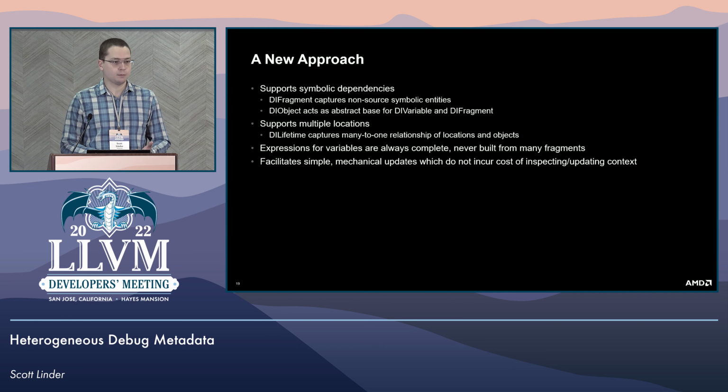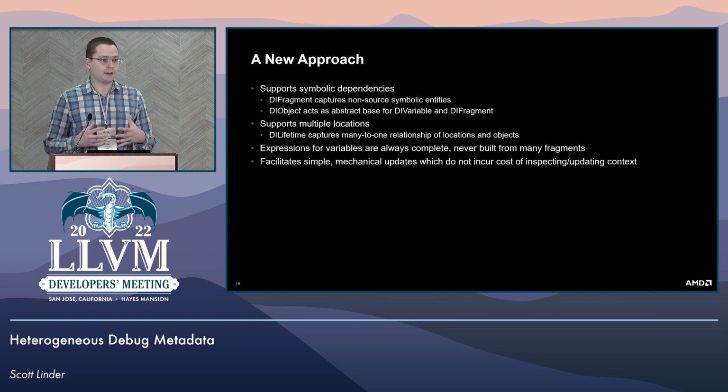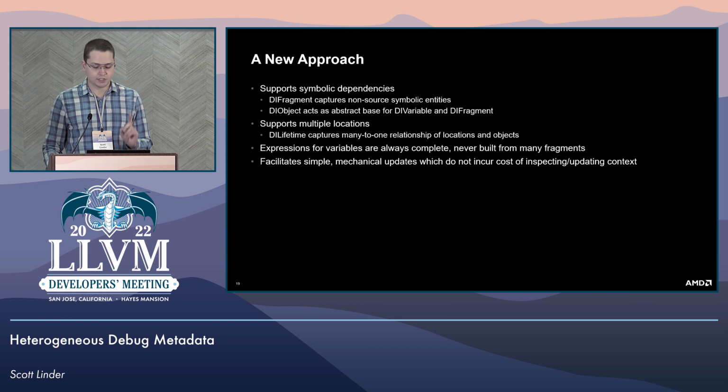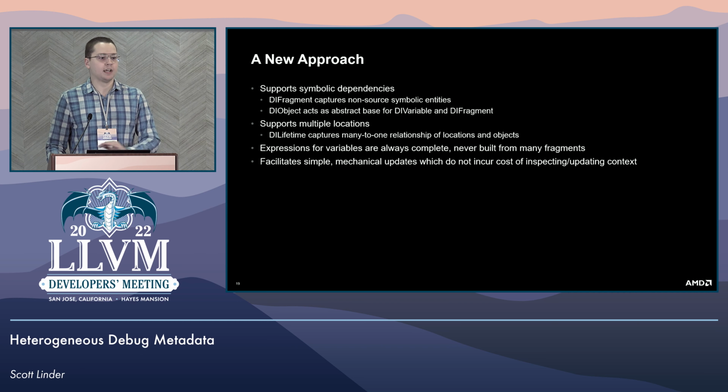So it supports symbolic dependencies between source variables and a new type of metadata node that we call a DI fragment. So a DI fragment behaves basically just like a DI variable for most operations, most transformations. So there's a new abstract base class called a DI object to just capture the idea of some object that you can describe the location of. Our approach also supports multiple concurrent locations by introducing a new metadata node we call DI lifetime. There can be many DI lifetimes all referring to the same DI object, and each of them represents just one location for that object, but there's not the implicit ending of one lifetime when another is introduced.